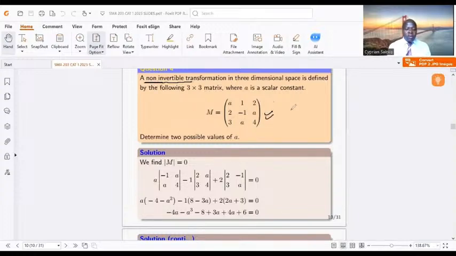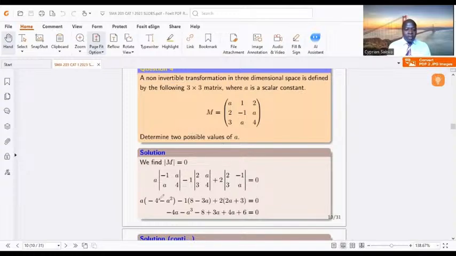When do we say that a matrix has no inverse? A matrix has no inverse if its determinant is 0. Non-invertible, that's what it means. So just find the determinant of this matrix, equate it to 0, and make A the subject of the formula. And that will give you the value of A that the question wants.